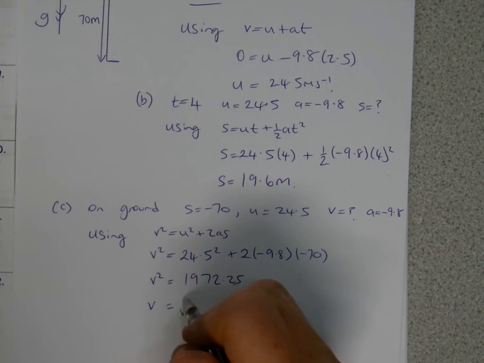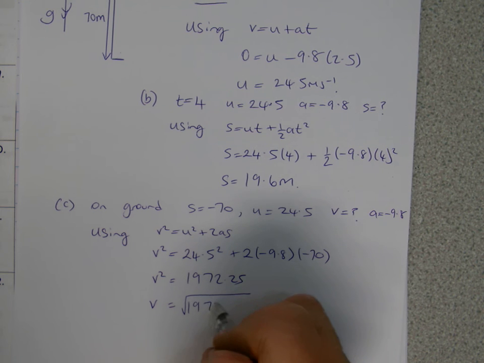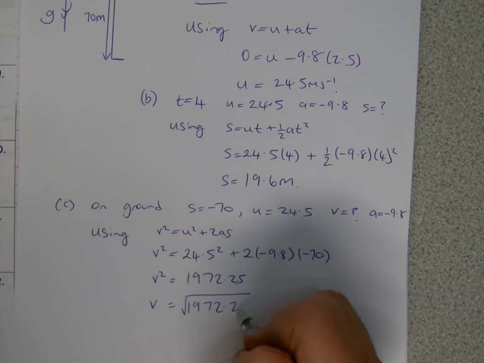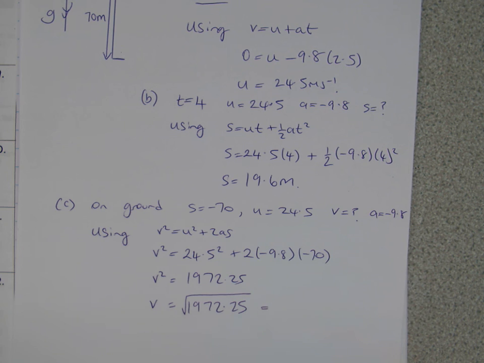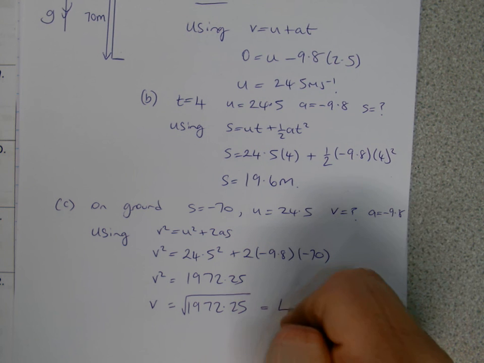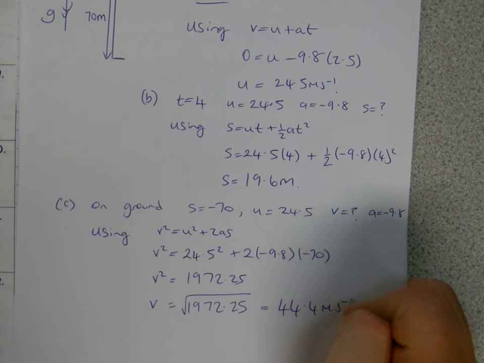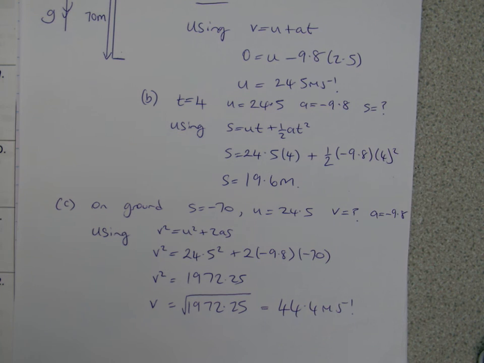When we square root, of course, it's plus or minus, but because they want the speed, I'm just going to put the positive. Technically speaking, it should be minus in terms of velocity, because it's going downwards, the velocity will be negative, but when it comes to speed, we just want the actual size of it. So when I work out the square root of that, it's 44.4 meters per second. And that's answered.